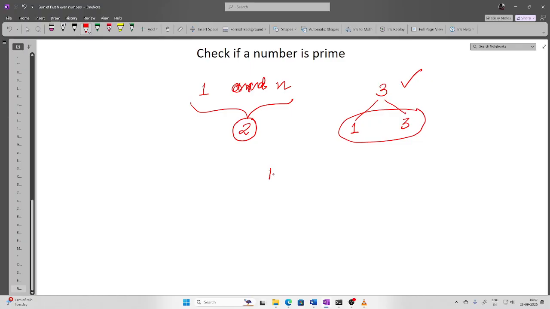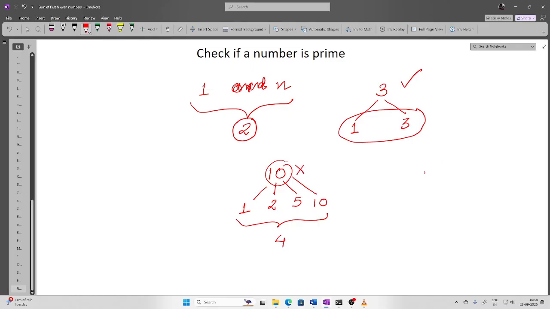Let's check 10. Is it divided by 1? What else is there by which it is divided? It is divided by 2, it is divided by 5, and it is also divided by 10. So how many numbers in totality divide this number 10? 4. So this is not a prime number.